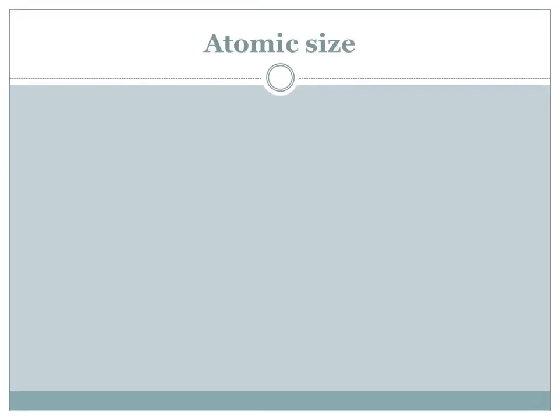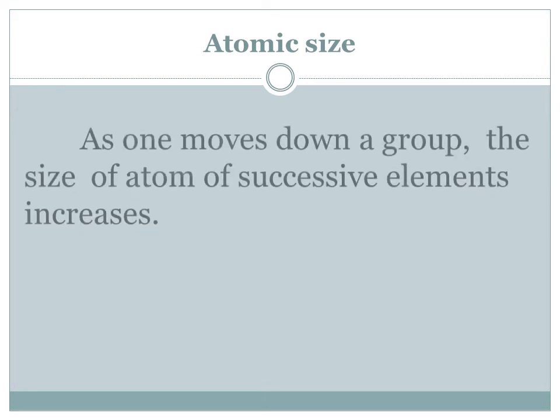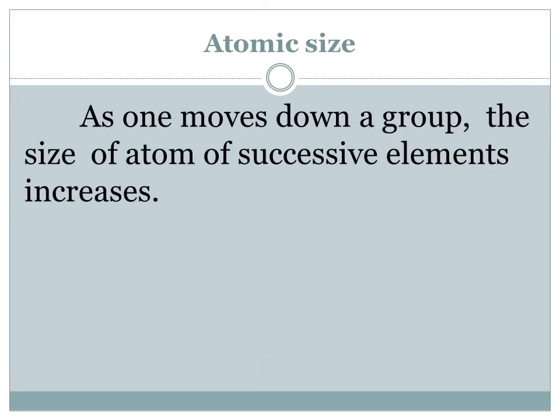Next we have atomic size. As one moves down a group, the size of the atom of successive elements increases. The size increases because of progressive increase in the number of shells. So we have studied that when we move down a group, the number of shells increases. When the number of shells increases, the size of the atom also increases.